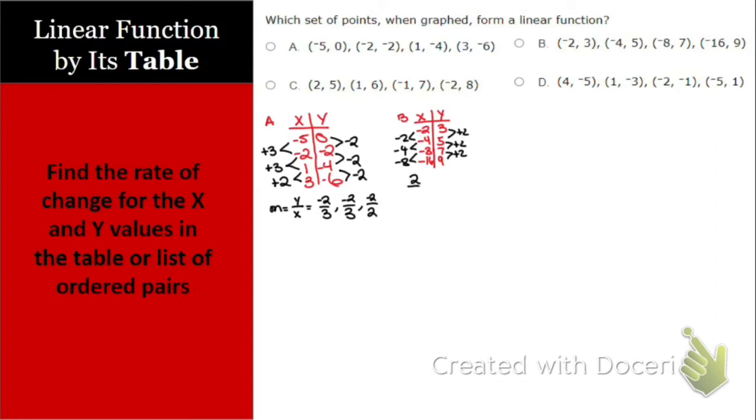So we make our chart. We got 2 over -2, we got 2 over -4, and 2 over -8. They're not consistent. So because they're not consistent, that is not linear either. So let's move on to C.